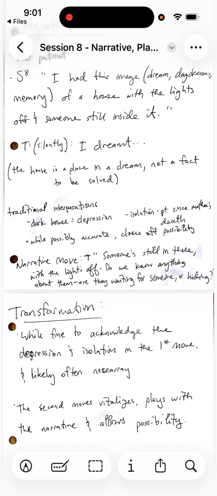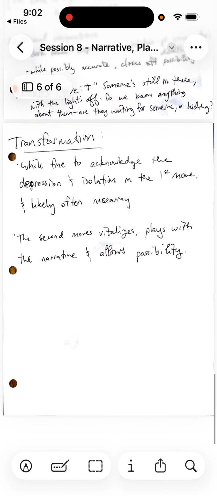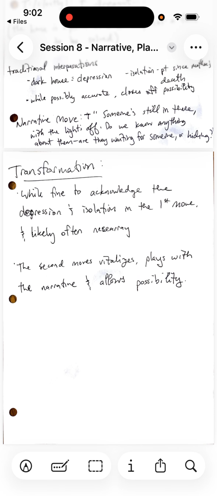A narrative move, though, that we're talking about today: the therapist says, gosh, you had this image of a house with the lights off. Someone's still inside it. So you're telling me someone's in there. The lights are off. Do we know anything about them? You could say this or hold it in your own mind. Maybe they're waiting for someone. Maybe they're hiding. What could be communicated and how could the story be built out to help give representation to some emotional experience?